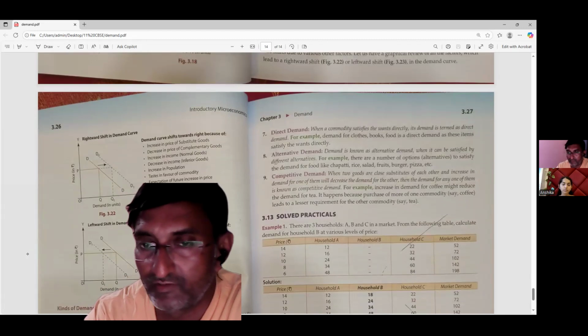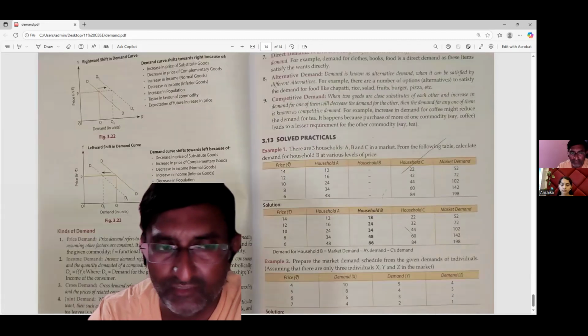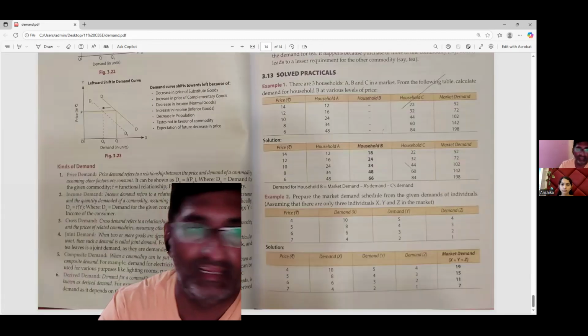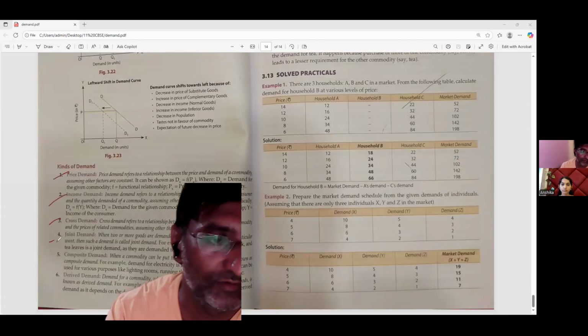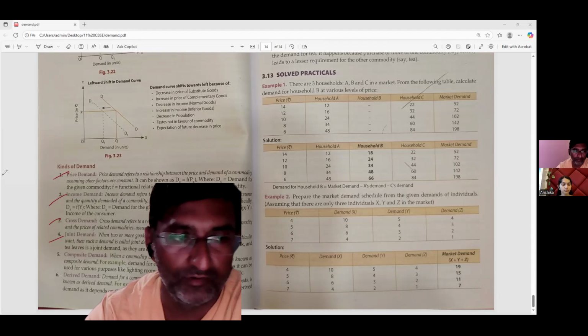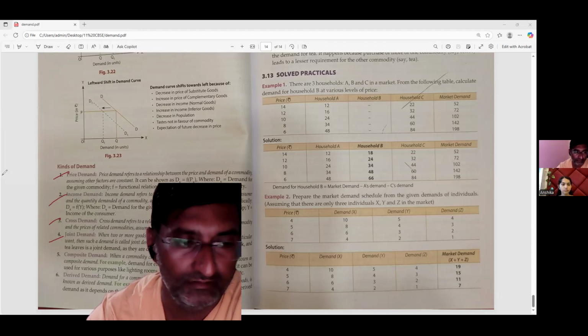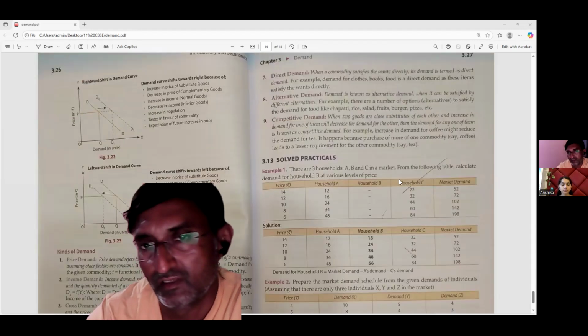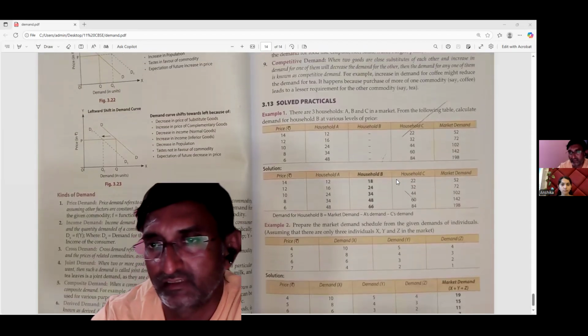Direct demand, alternative demand, competitive demand. Basically, you can keep in mind, most of the time from the point of view of the exam, these are the important points. These are the important terms and demand concepts. So these are the examples.